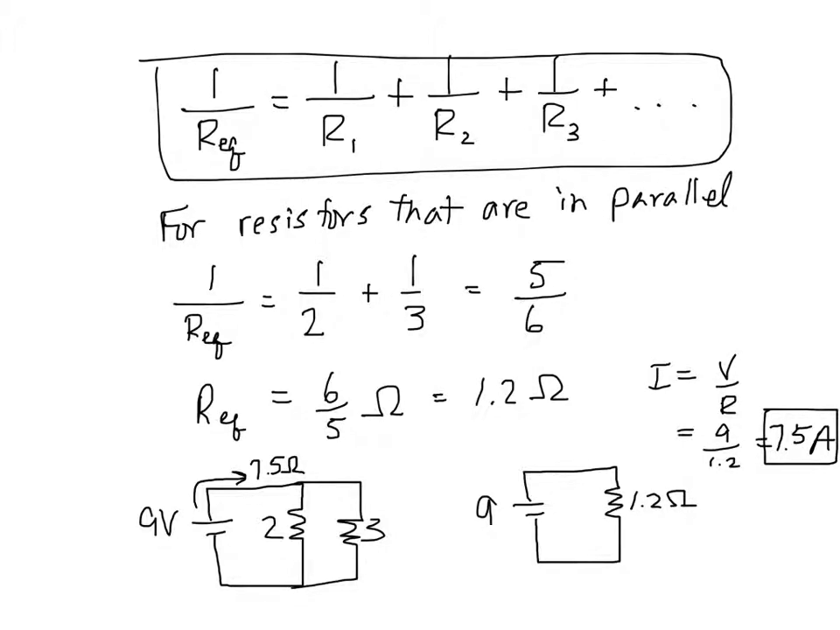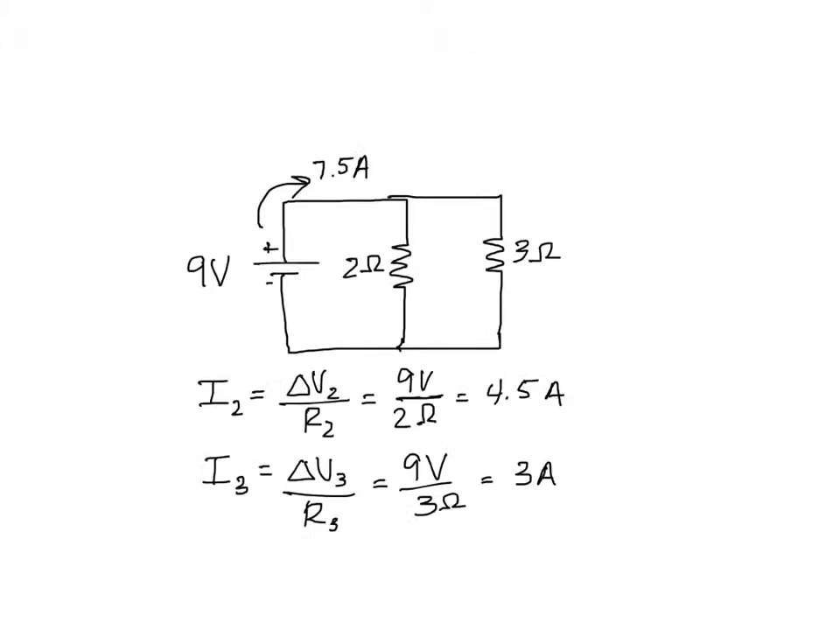You would expect, since 3 ohms is a bigger resistor than 2 ohms over here, that more current would go through the 2 ohm resistor since it's less resistance. And that's in fact what happens. I'm going to redraw it on the next page. Okay, so here's our 7.5 amps that's coming out of the battery. That's I1. Now we've got I2 going this way, and we've got I3 going this way. They have to add up to I1.